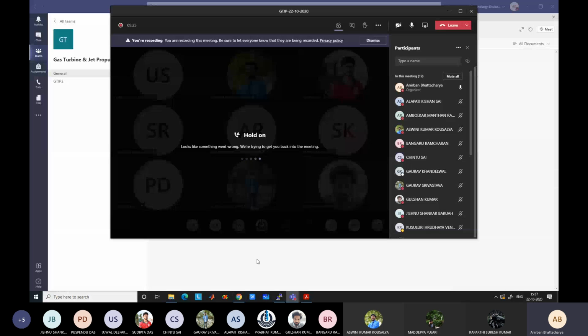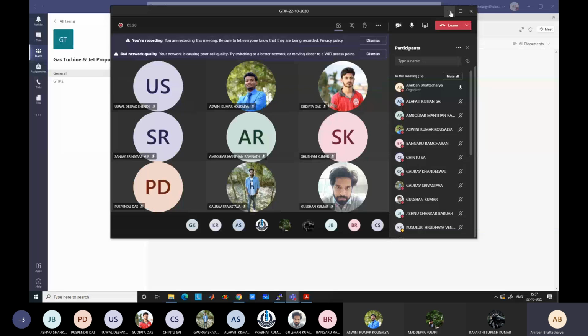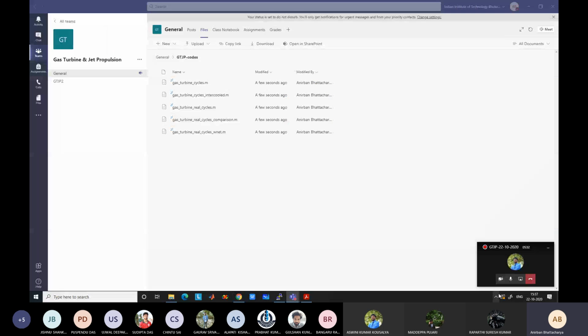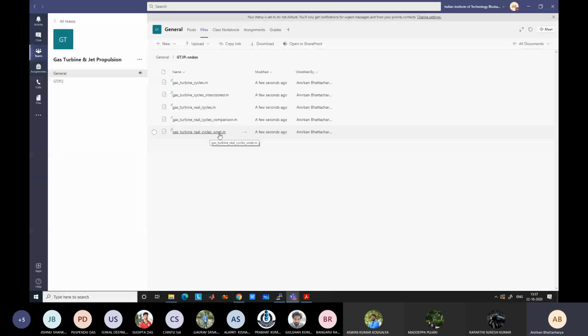Let us see. This is recorded, so you don't need to remember this. Gas turbine real cycles is the design point calculation. Comparison is for the efficiency plots, and WNet is for the specific work output plots that I have shown yesterday. You can correlate some of the results and try to understand by running the simulations. Although I have not put any comments, I have quickly written these codes. You can run them and you will be able to understand. These are the old codes. Gas turbine cycles means 4 cycles without intercooling and 4 cycles with intercooling. This already you have done.